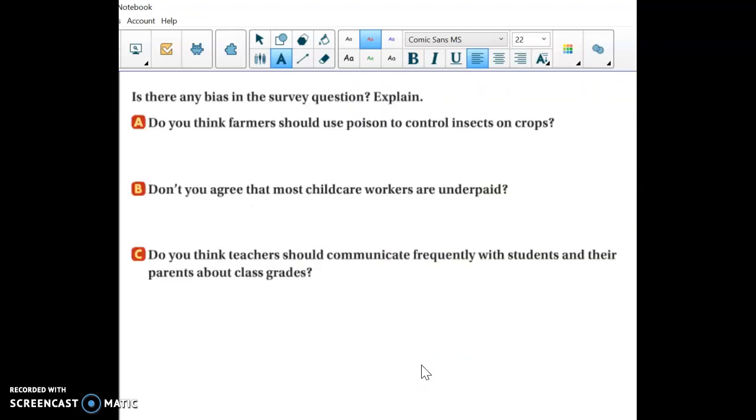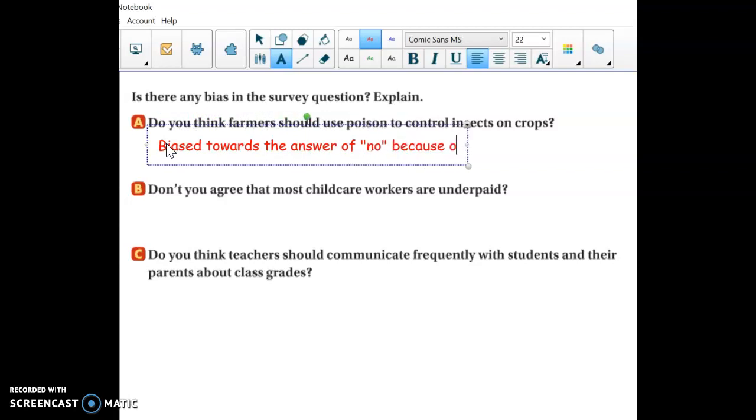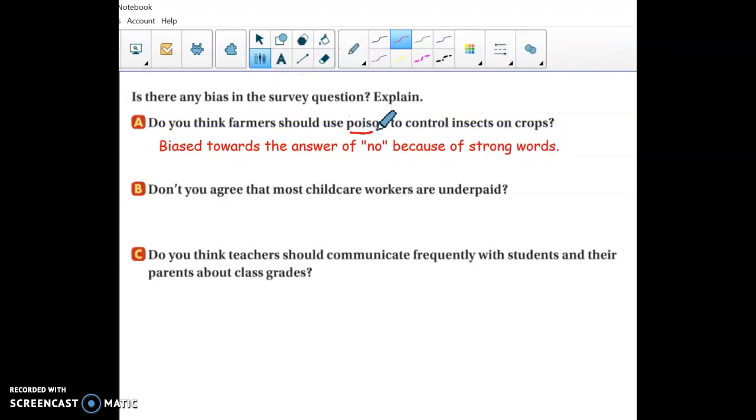So if you feel like you got it, you can move on, but otherwise I'll do 3 more examples here quick. And if you want one more test of it, you can pause the video and try them first. Okay, and so I'd say this one is biased towards the answer of no, and it's using strong words. Like this poison, right? You should probably call it fertilizer or whatever it is instead of calling it poison. So that one's biased.